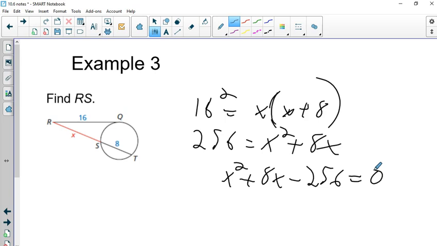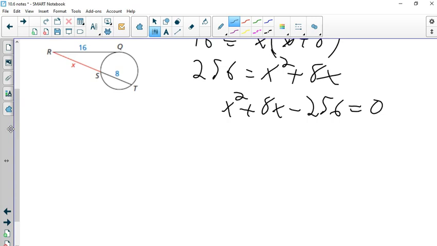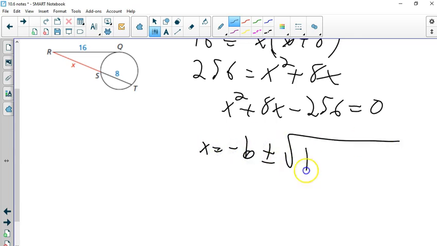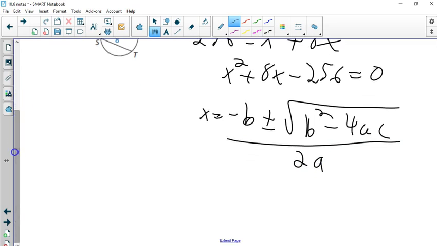Now, I'm going to save some time. We could try factoring this and find two numbers that multiply to give me 256 and differ by 8, but they don't exist. So this is not factorable. So we have to go back to the quadratic equation. X equals the opposite of b plus or minus the square root of b squared minus 4ac all over 2a. So we're going to plug the numbers in. Remember, a is 1, b is 8, and c is negative 256.